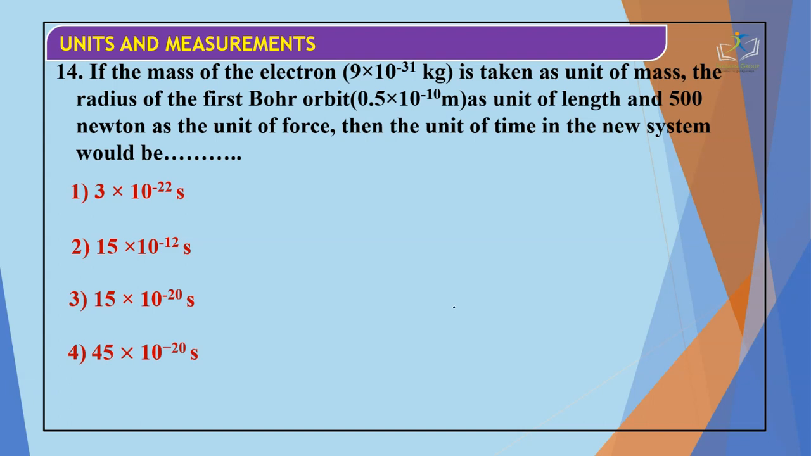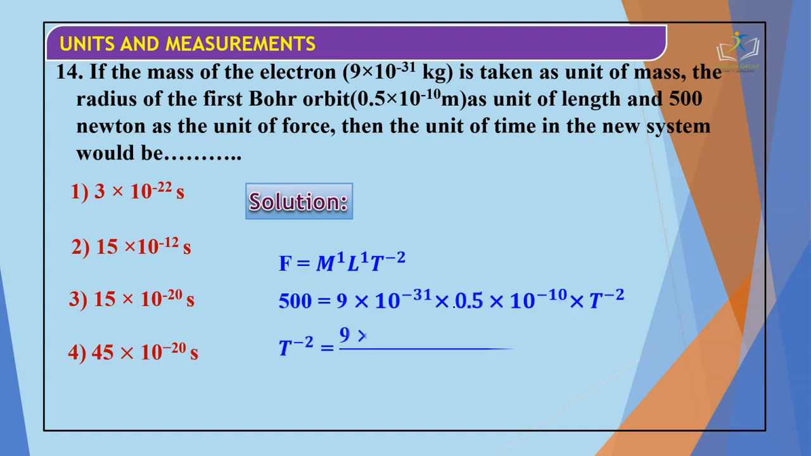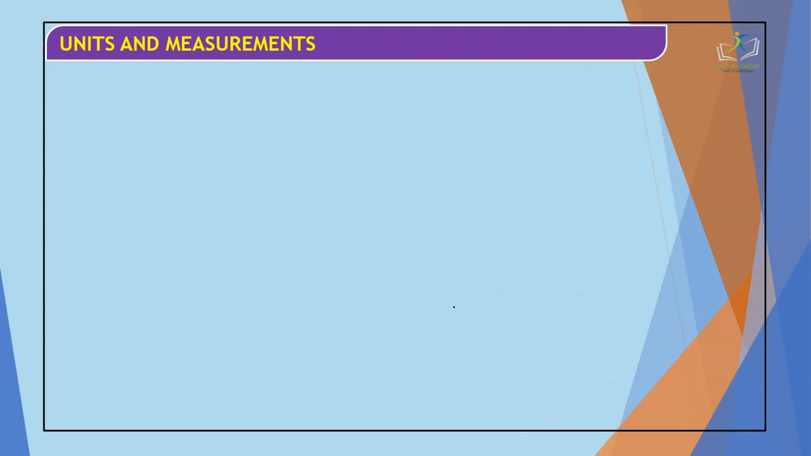The correct answer for this question is, okay, let's see the solution first. F, force. The dimension formula for force is MLT minus 2. So after putting this value, we get the value of T to the power minus 2, which comes to 3 times 10 to the power minus 22 second. From here, we can see the first option completely matches our answer. So the correct answer is the first option.